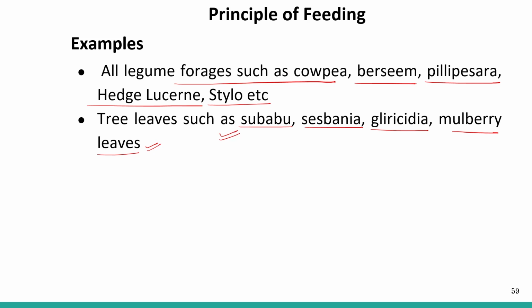Okay, so this is all about this session. We have completed the principles of feeding with this particular session. Thank you very much.